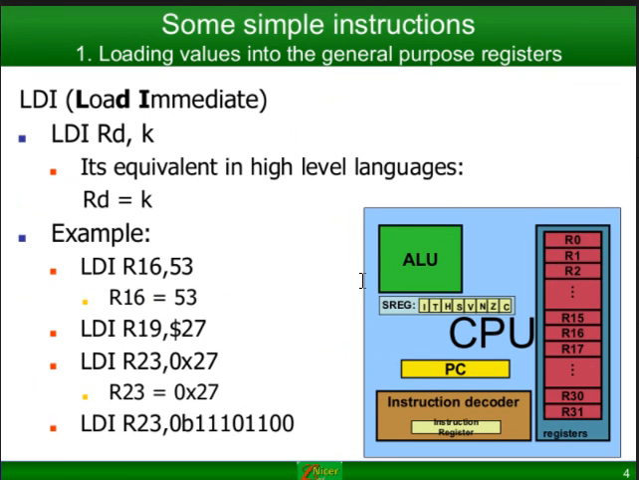This is a programming language that we use. It is the assembly language, and here it is written as load immediate. Here we are going to assign some values to the registers using the assembly language. For example, if we are going to give value 53 to register 16, then we have to write LDI R16 comma 53, and it will assign the value 53 to register 16. And same here, a hex value is being stored to register 23. We can also store a binary value too.